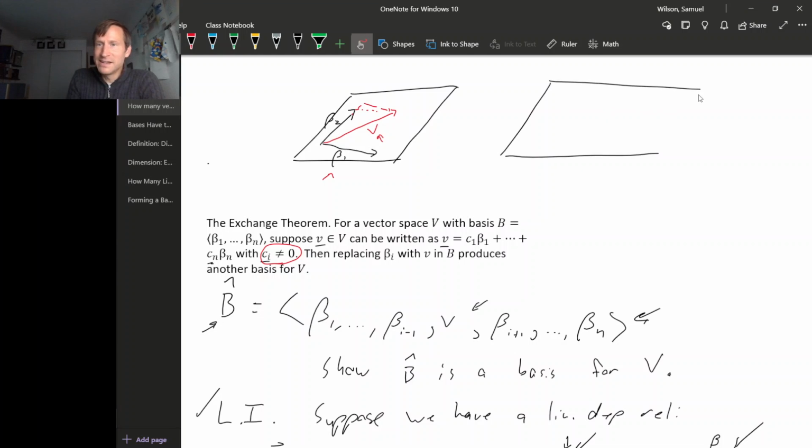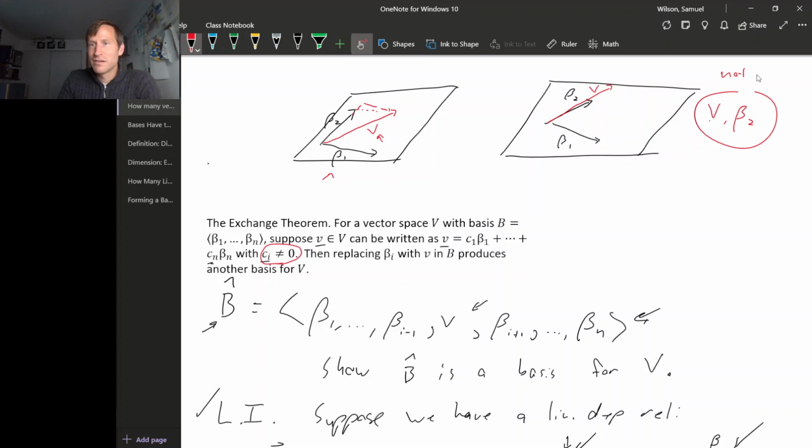Okay, so here's a plane, and again we're going to have our initial basis, beta 1 and beta 2. And this time for V, I'm going to choose this vector. Now, you can see that if we wrote down just V and beta 2, this is not a basis for this plane anymore because it doesn't span this plane. Because V and beta 2 are parallel, the span of the two will only be the line that goes through them, not the whole plane.